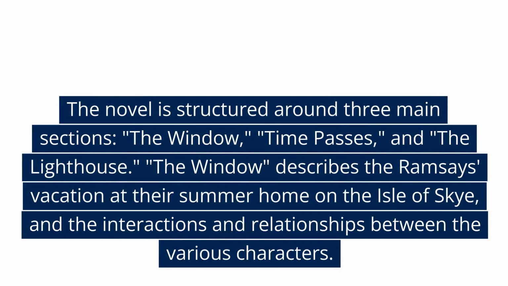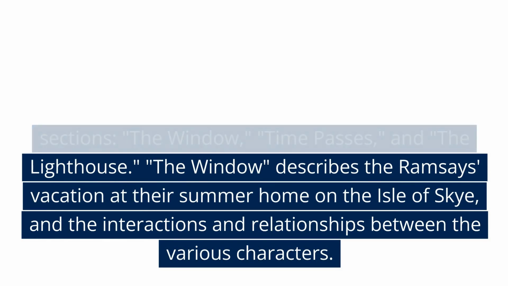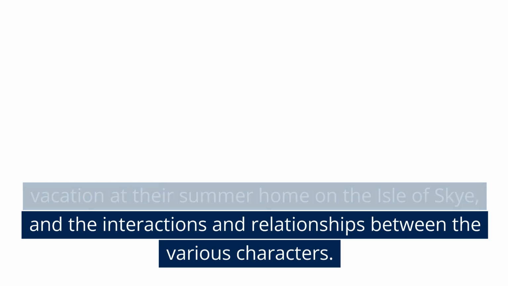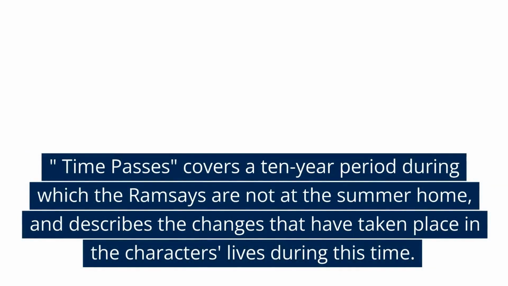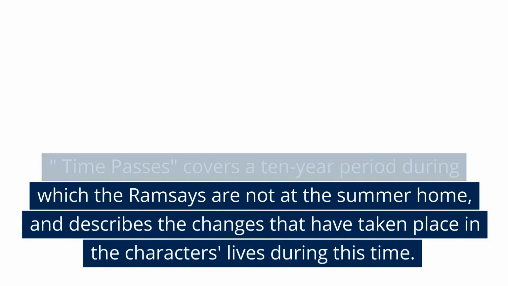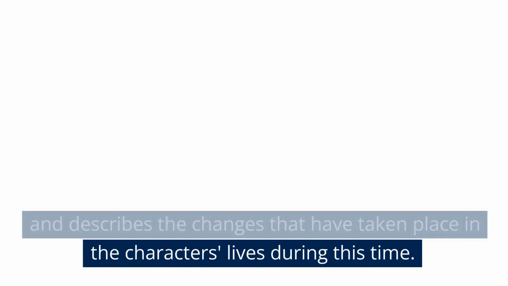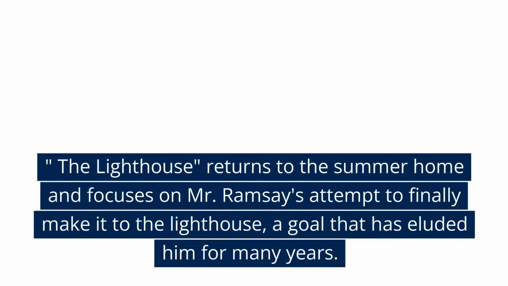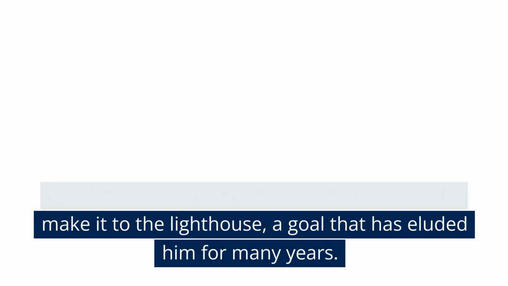The Window describes the Ramsays' vacation at their summer home on the Isle of Skye, and the interactions and relationships between the various characters. Time Passes covers a 10-year period during which the Ramsays are not at the summer home, and describes the changes that have taken place in the characters' lives during this time. The Lighthouse returns to the summer home and focuses on Mr. Ramsay's attempt to finally make it to the lighthouse, a goal that has eluded him for many years.